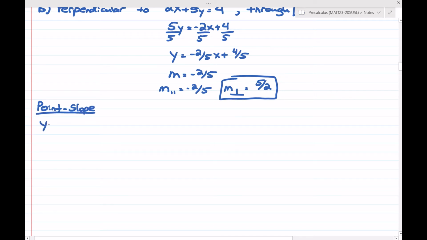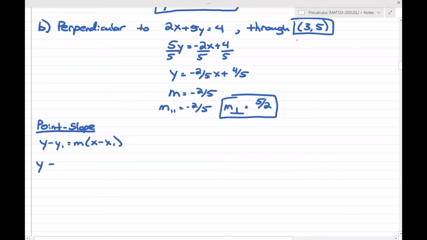So first, let's do our point slope. Remember, point slope form is y minus y1 is equal to m times x minus x1. So this would give us y minus y1. So we have our x1 and our y1's values. So y minus 5 is equal to our slope. The perpendicular slope was 5/2 times x minus x1. This was our equation in point slope form. Now let's work on slope-intercept form.